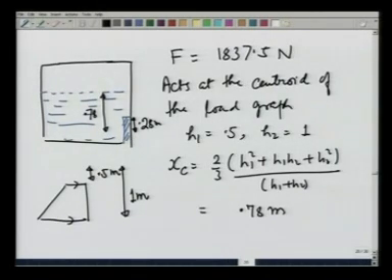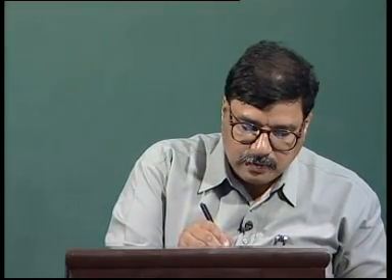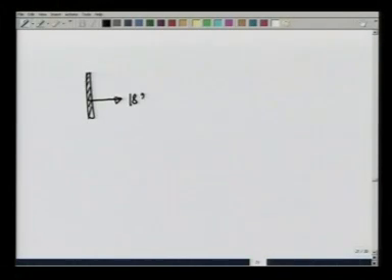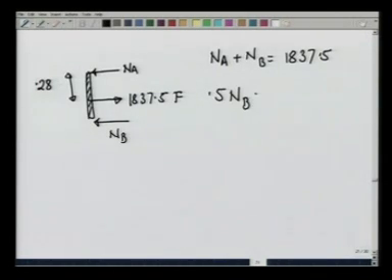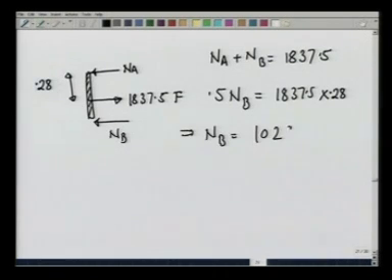So, now we know everything about the door. On this door, a force of 1837.5 newtons acts at a distance of 0.28 meters from point A, and let there be a reaction at A of N A, and a reaction of N B at B. Then we know that N A plus N B is going to be 1837.5, and 0.5 N B is going to be equal to 1837.5 times 0.28, and that gives me N B equals 1029 newtons, and therefore N A equals 808.5 newtons. That is the answer.